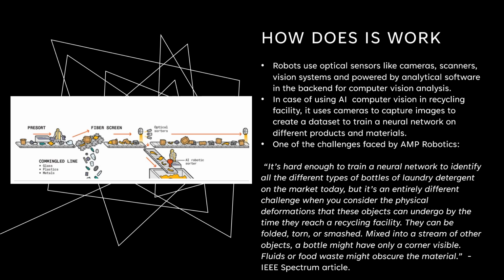How does it work? Robots use optical sensors like cameras, scanners, vision systems, which are powered by analytical software in the back end for computer vision analysis, the AI.